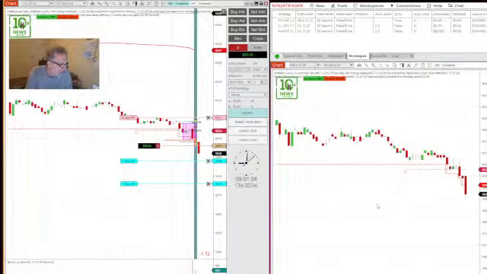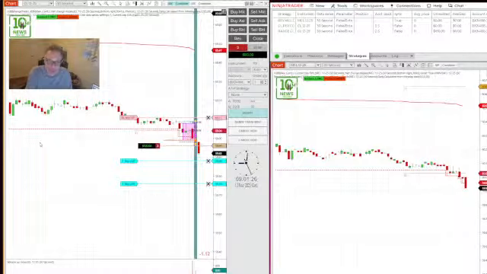Our first target is only 10 ticks. Should I be a little bit impatient? I could move my target up if I wanted to. Notice that MCL is moving. It almost always moves the same.